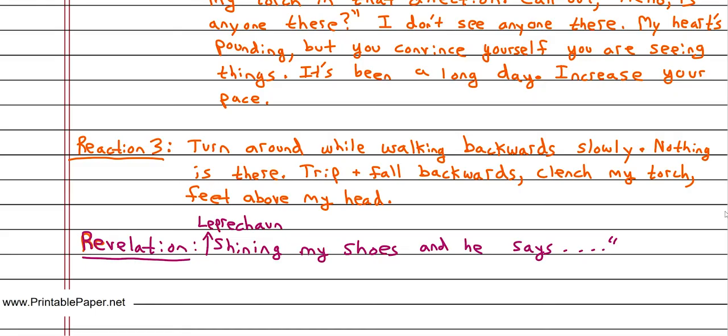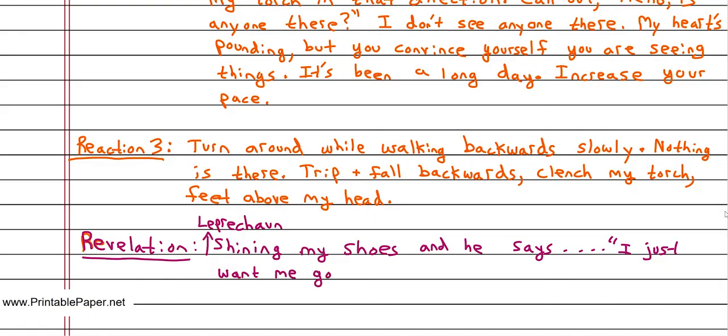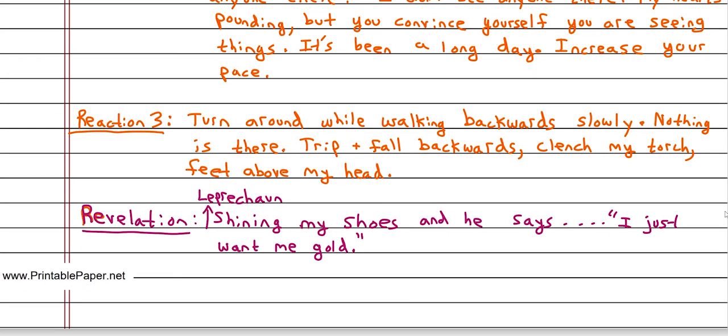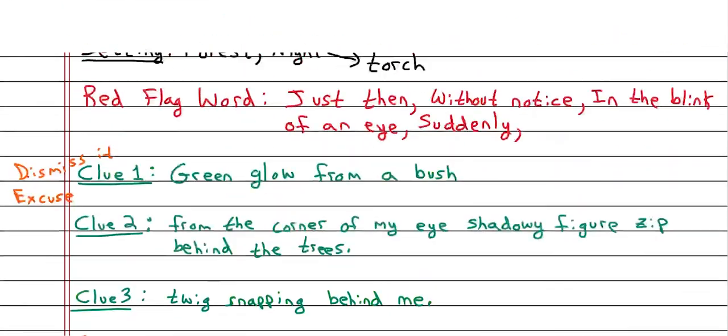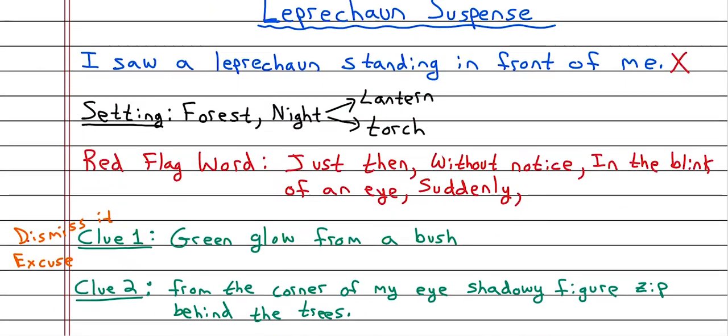Is that me gold? That's it. I just want me gold. Because they don't speak proper grammatical English. They don't say, I want my gold. They say, I want me gold. Is that me gold? That's it. I want me gold. That's all he wants. And yeah, there we go. So that's how you plan a suspense paragraph. In the next video, we're going to actually write the paragraph.